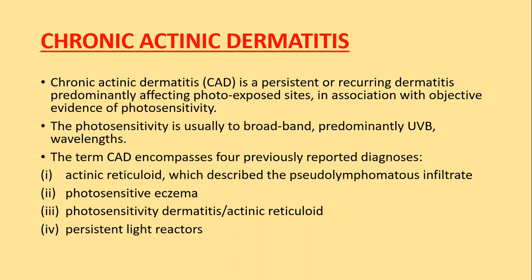The term chronic actinic dermatitis encompasses 4 previously reported diagnoses, that is the actinic reticuloid, which describes the pseudolymphomatous infiltrate, a photosensitive eczema, a photosensitivity dermatitis/actinic reticuloid, and persistent light reactors. So all the 4 different categories of diseases now come under one diagnosis, that is chronic actinic dermatitis.